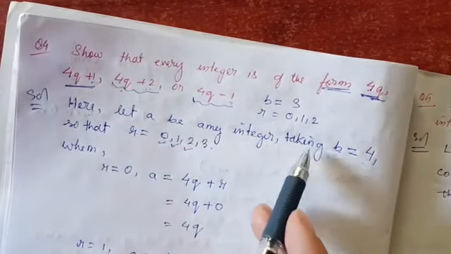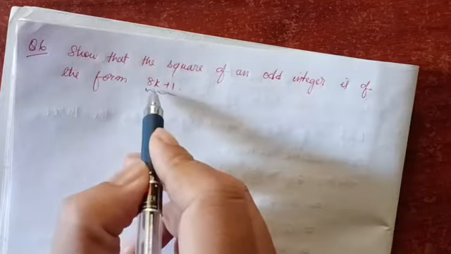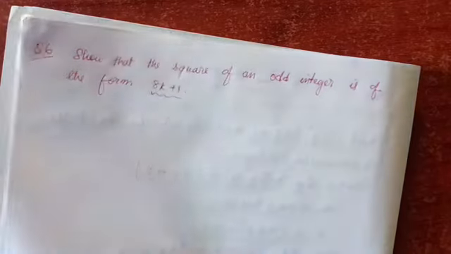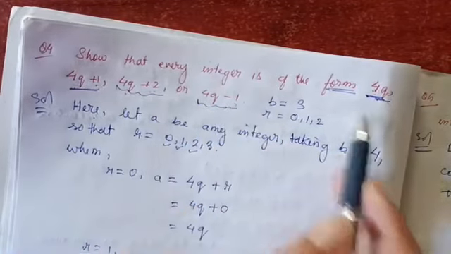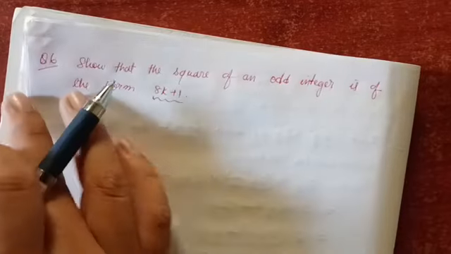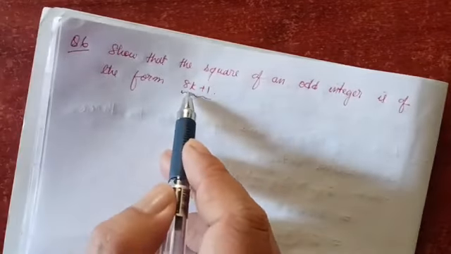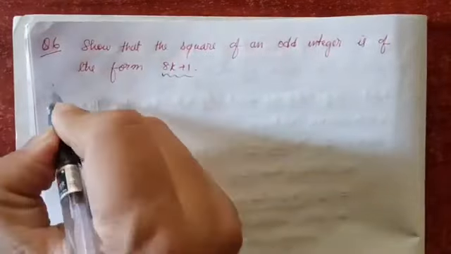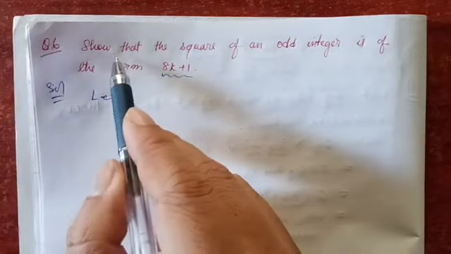Okay, and I told you to start in this way. Let a be any integer taking b equal to 4, right? Okay, but in question number 6, we have only one form, 8k plus 1, right? In question number 4, we have many forms. Okay, so in question number 6, we have only one form. All right, and the number is 8k. So such type of question, how will you start is that solution. Let us read the question.